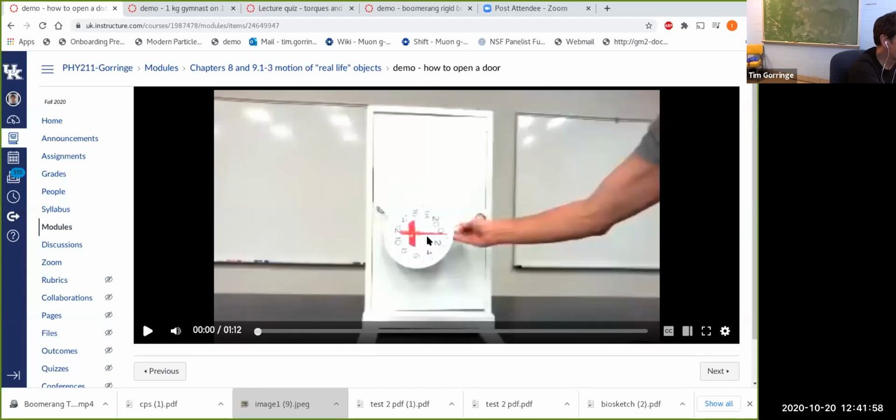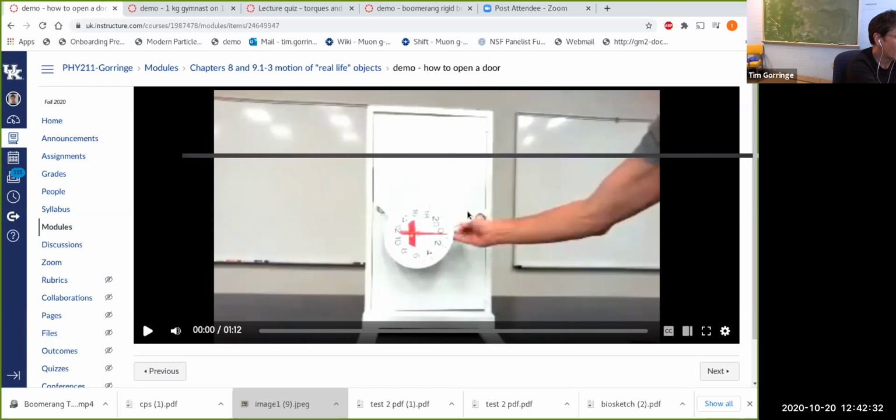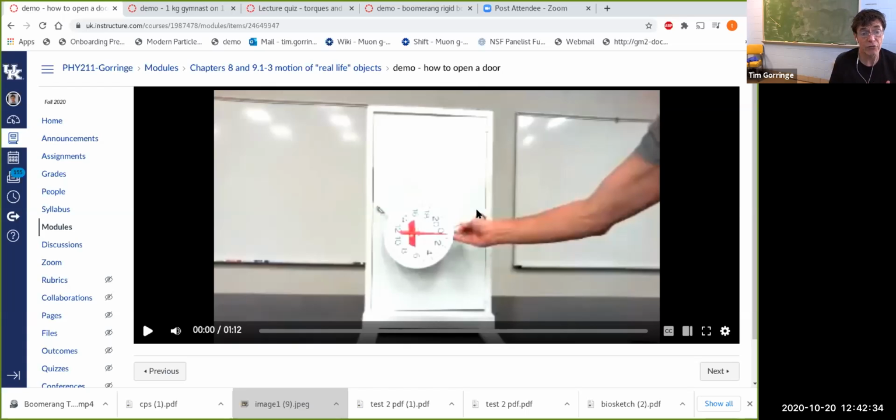We're going to compare the forces by comparing the reading on this force meter that I need to open the door at these 3 different locations, which are 3 different distances from the axis of rotation of the door. Think of the hinges, this vertical line, as the axis of rotation of the door. Over here on the left, I'm a long way from that axis of rotation. In the middle, I'm at an intermediate distance. And over here on the right, I'm very close to the axis of rotation.